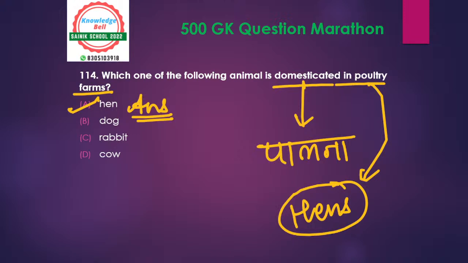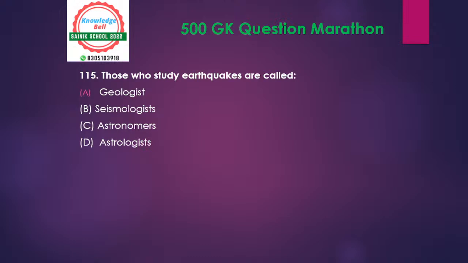Right answer will be option A. In the poultry farm, we'll always find hens. The next question, those who study earthquake are called, again a previous year question. The people who study about earthquake, what do we call them?